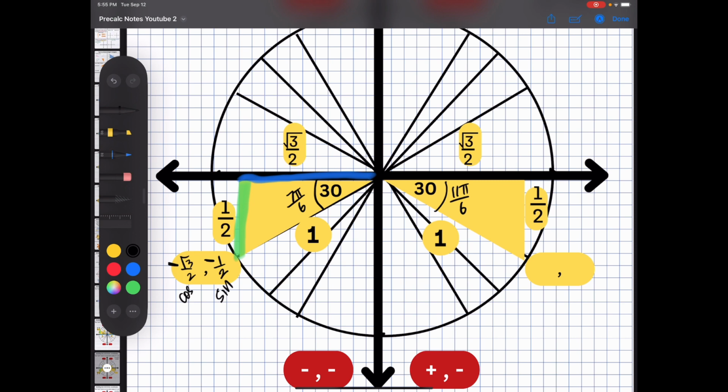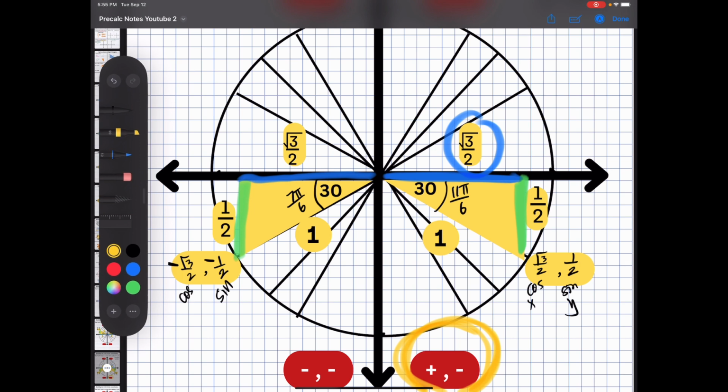Jumping over to the other side, 11 pi over 6. To find my cosine, cosine is x and sine is y. So the cosine, the x value along the x-axis, is radical 3 over 2. And the sine value along the y-axis, parallel to the y-axis, is 1/2. And according to my signs, the y value needs to be negative, so the 1/2 becomes negative. And those are the final coordinates at these angles.